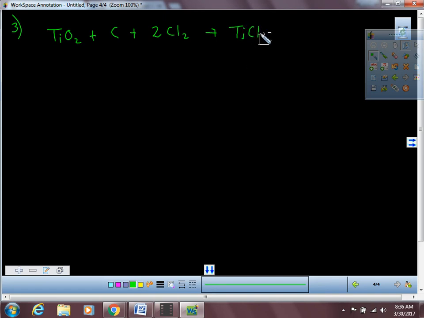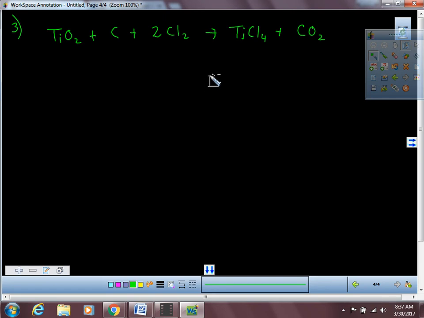How do I know if my equation's balanced? Check it. Just count it, right? Yeah. So on the left, I have 1 titanium. On the right, I have 1 titanium. On the left, I have 2 O's. On the right, I have 2 oxygens. Left, 1 carbon. Right, 1 carbon. Left, 4 chlorine. Right, 4 chlorine. So are we balanced? Okay.